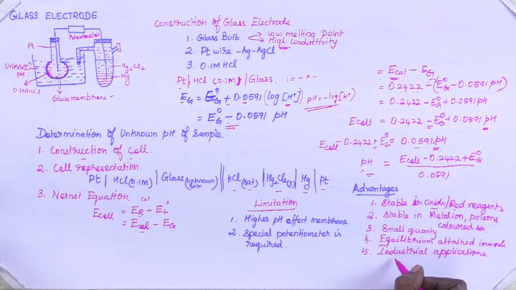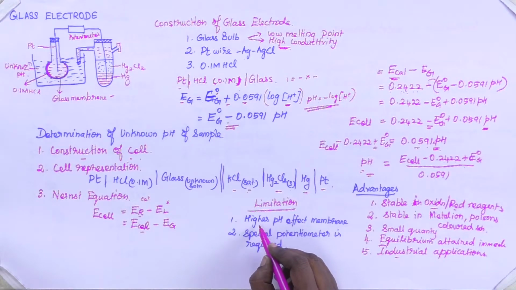It has a very important industrial application, because in all our industrial applications we have to maintain the pH of a medium. For that we need to measure or monitor the pH of a medium continuously. That is the main application of the glass electrode.